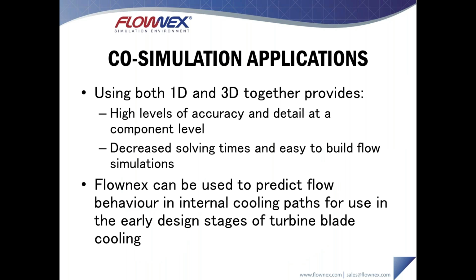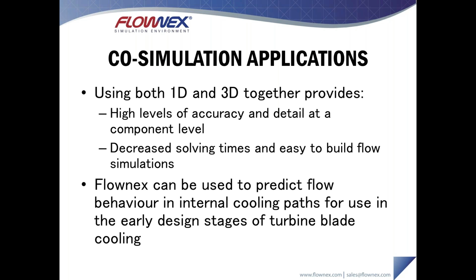Okay, so in terms of applications, using both a 1D and a 3D code together provides high levels of accuracy and detail at a component level. So we're able to model the convective heat transfer, conductive heat transfer through the blade by basically having a finely discretized mesh in our solid and then accounting for the conductive heat transfer through there. So we're able to capture the actual geometry of that blade.